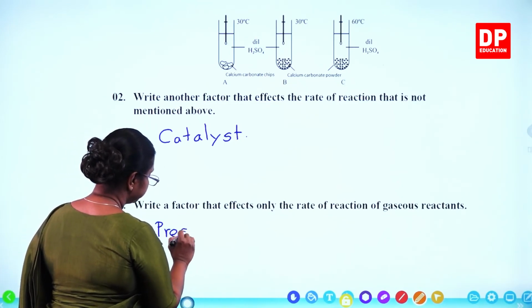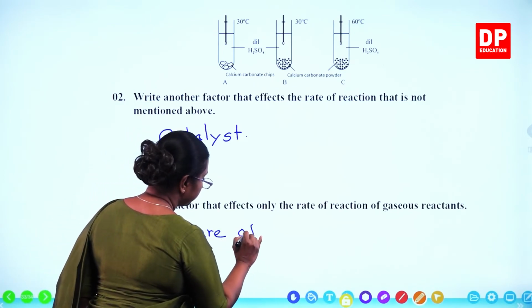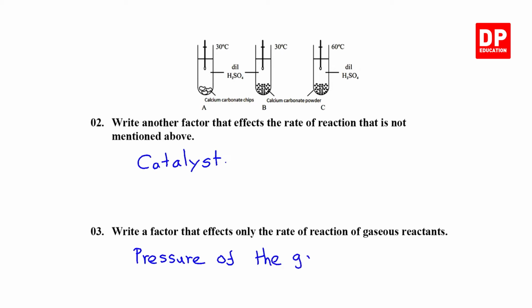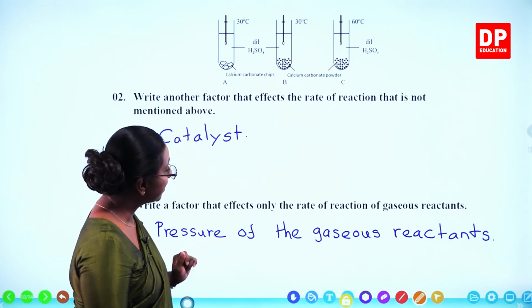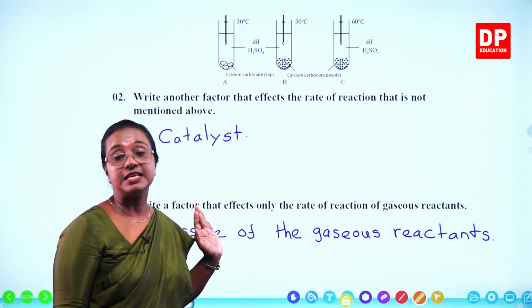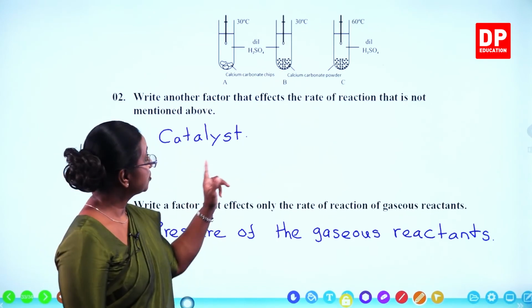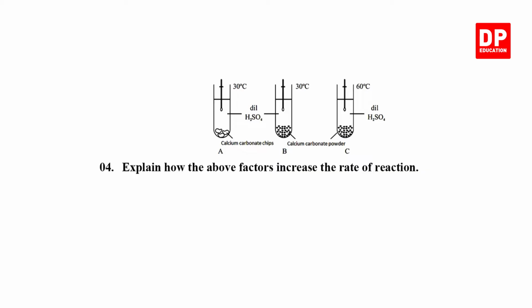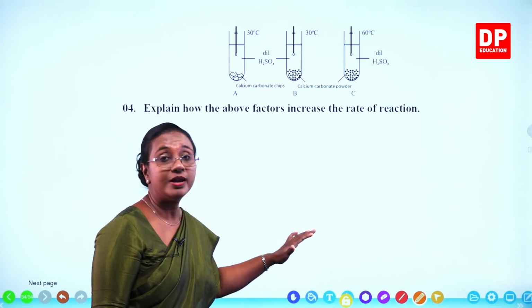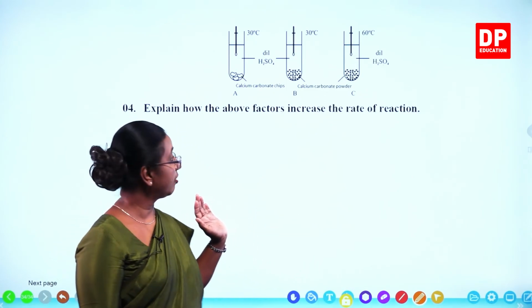So pressure of the gaseous reactants. So that is the factor that affects only the rate of reaction of gaseous reactants. Is that okay, students? So then I'll move on to the next slide. Fourth one. Again, here you all can see it is the same activity. We have discussed that. Explain how the above factors increase the rate of reaction. So you need to explain how the factors affect the rate of reaction.